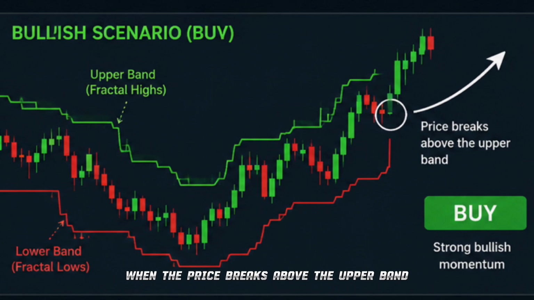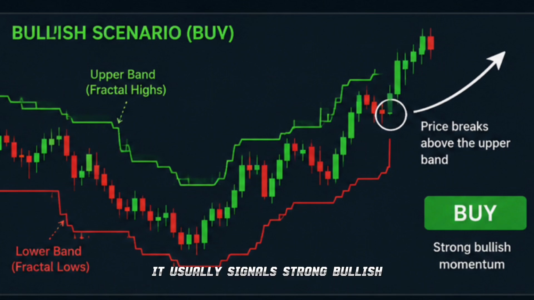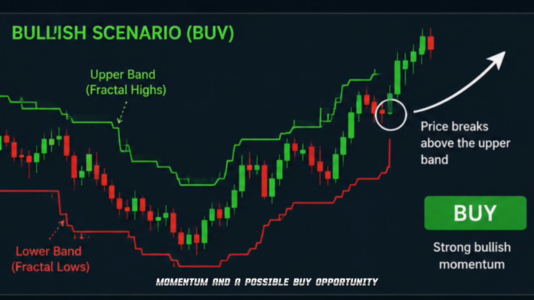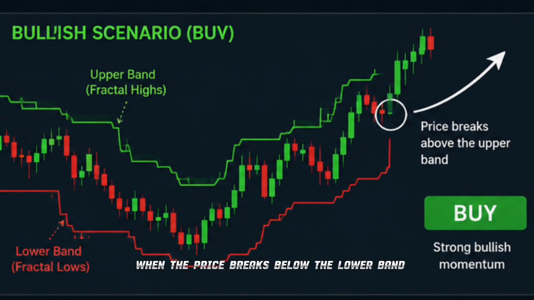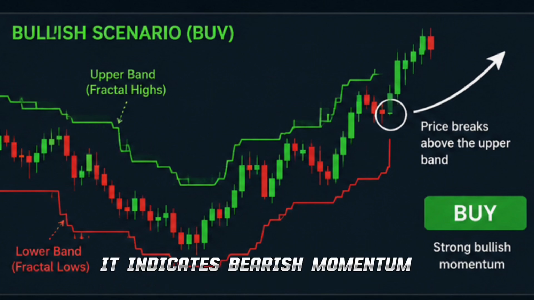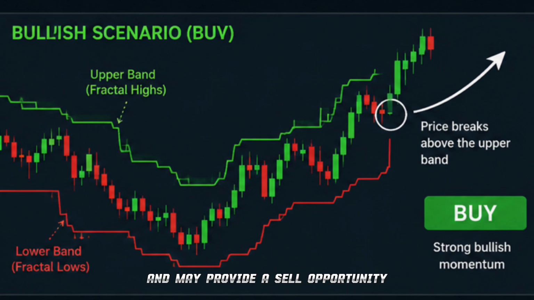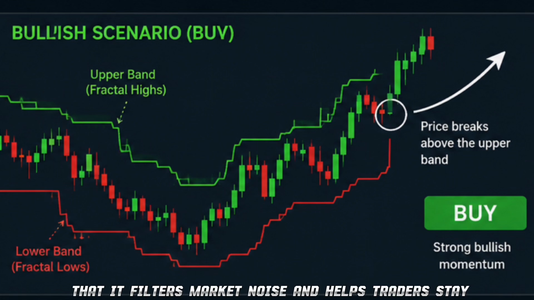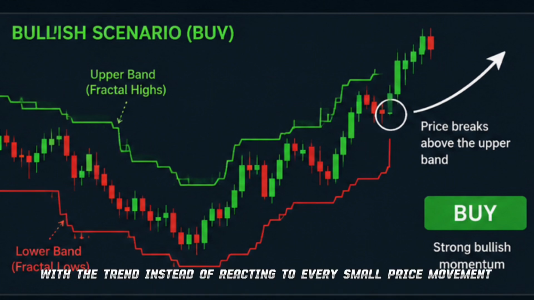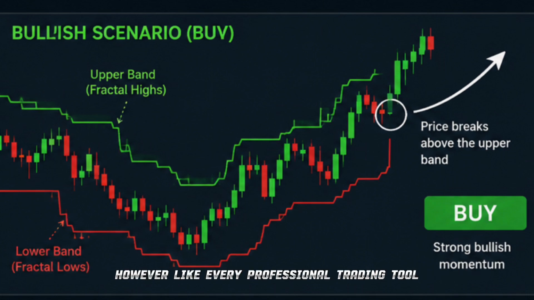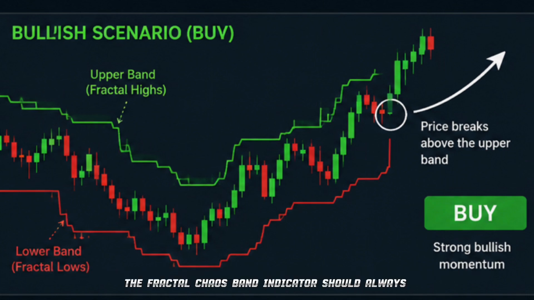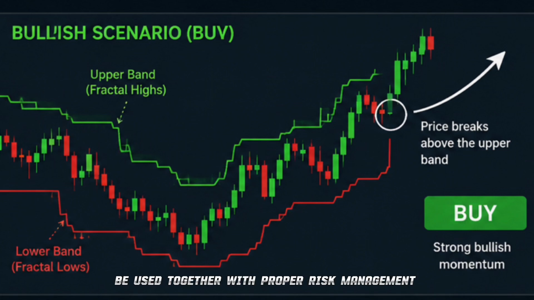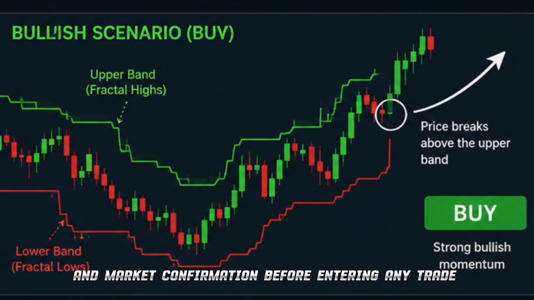When the price breaks above the upper band, it usually signals strong bullish momentum and a possible buy opportunity. When the price breaks below the lower band, it indicates bearish momentum and may provide a sell opportunity. One of the biggest advantages of this indicator is that it filters market noise and helps traders stay with the trend instead of reacting to every small price movement. However, like every professional trading tool, the fractal chaos band indicator should always be used together with proper risk management and market confirmation before entering any trade.